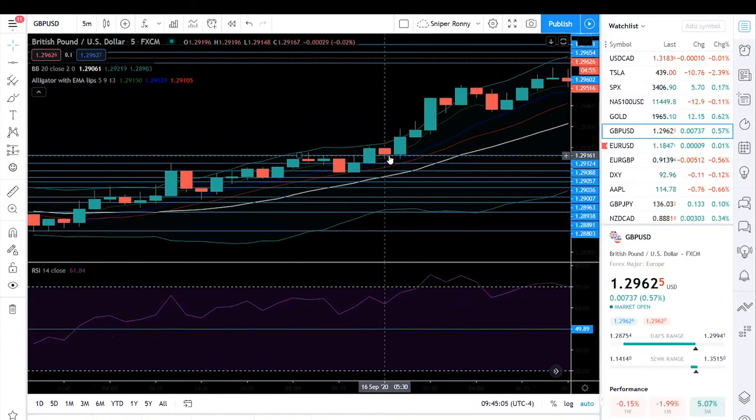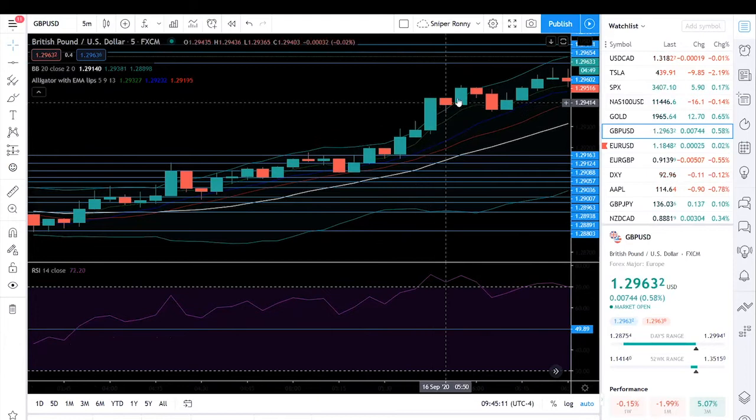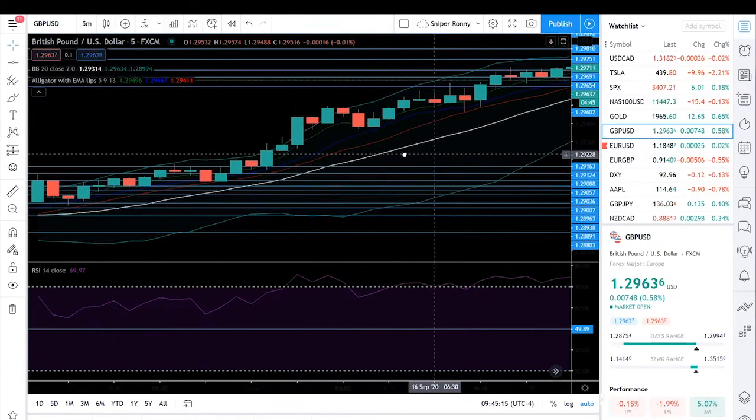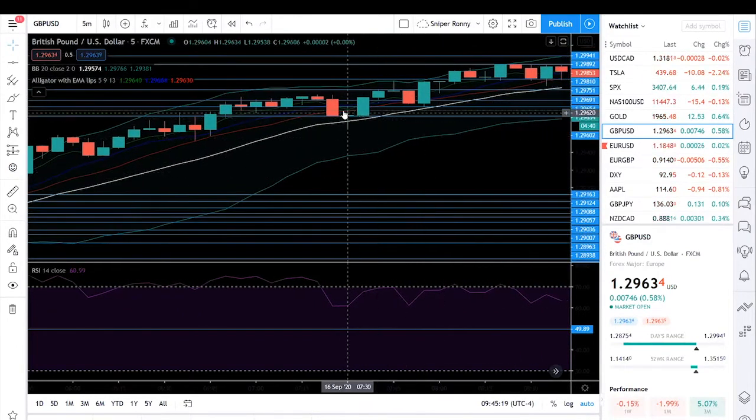And then the further they move apart, the bigger the alligator's mouth gets, and look at how the candles get bigger too. So it went all the way to the high up here. And then there was some more consolidation here. You see how the lines came together, and then the price traded sideways until again the alligator opened his mouth. See the green line open up here.